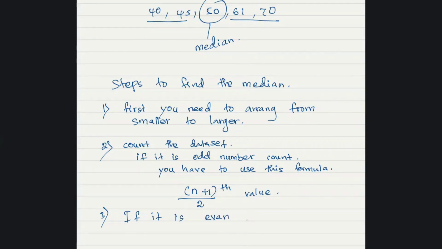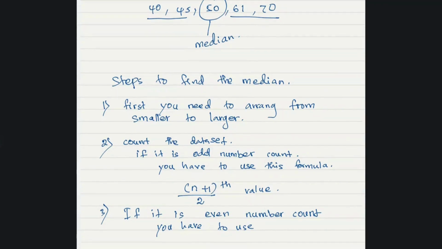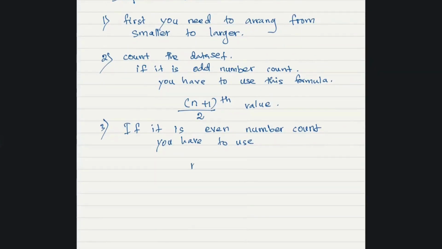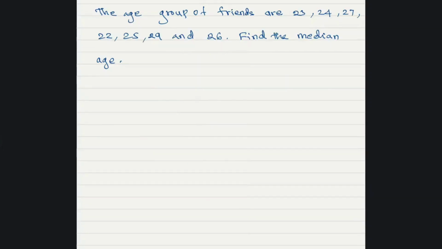If it is an even number count, you have to use a different formula. You divide the number of values by 2 and find that element, that is n divided by 2, and the element at n divided by 2 plus 1, and you add those two values and divide them by 2.